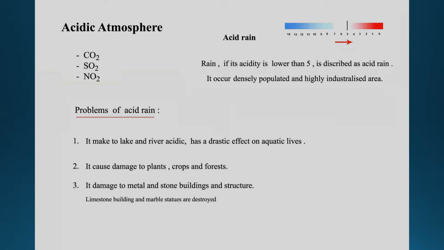Now let's talk about the problem of acid rain. If acid rain goes into the river, it will kill the fish. If it goes onto plants, it will damage the plants. Or if it goes onto building structures, the metal or stone rock, it will also damage the stone structure, the building structure.